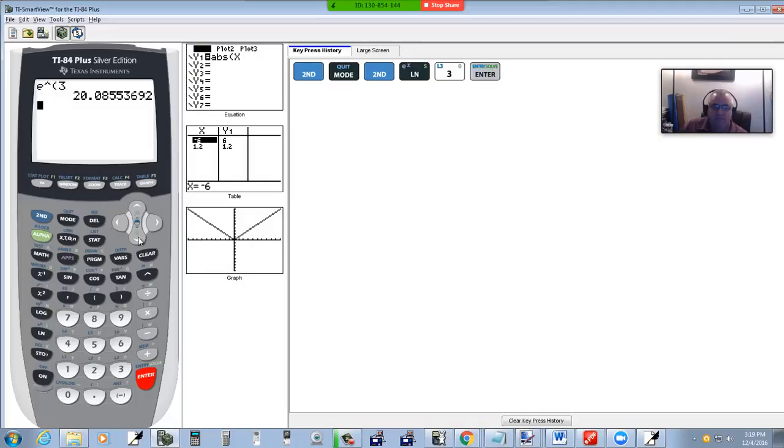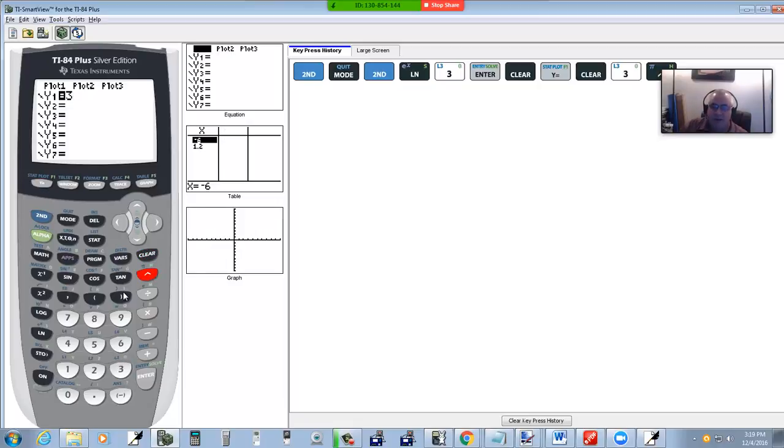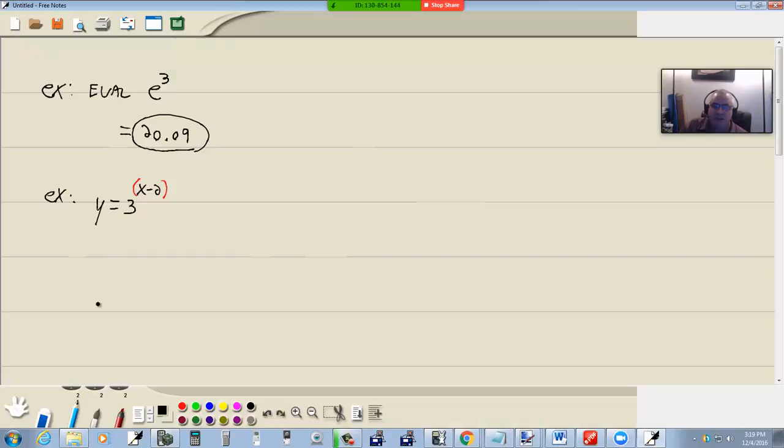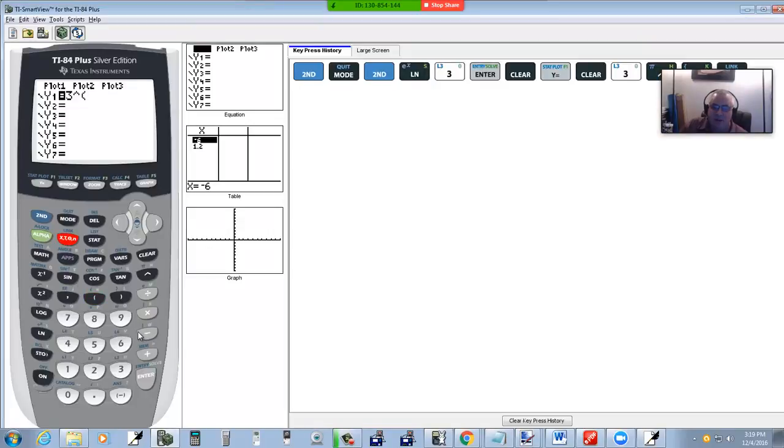So to graph that, assuming that's the instructions, I go to y equals, clear, 3 caret, and then beginning parentheses, x minus 2, and closing parentheses. Those of you that have the newer TI-84, when you do the caret, it puts it up there in what looks like a little exponent box. After you do the x minus 2, you have to do a right arrow key to get out of the exponent. You do not need the parentheses around it.